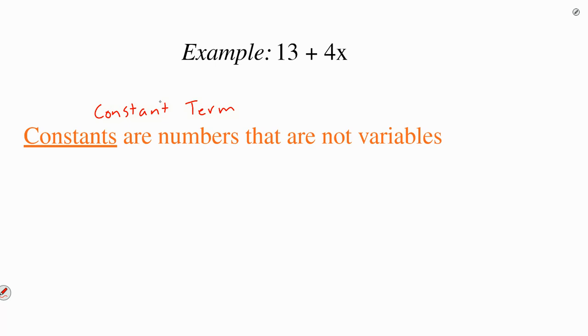So in this example, my constant would be 13. 13 is always going to mean 13. We know what that represents. If we were to count it out, we know what 13 is. So that is never, ever going to change. That's why we call it the constant term. It's just the number.